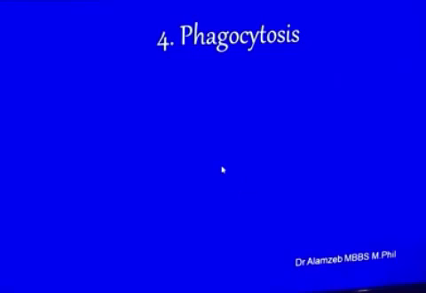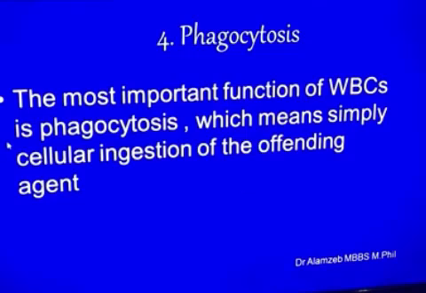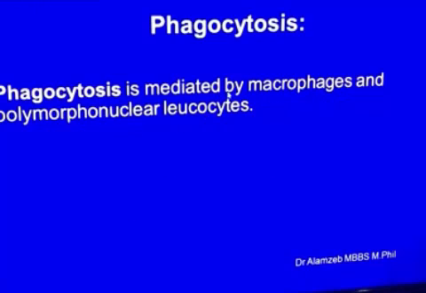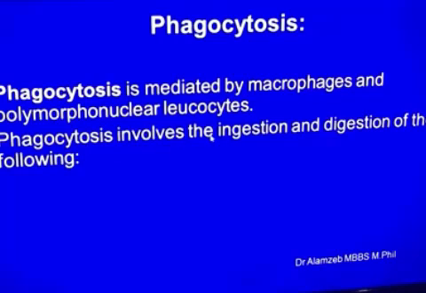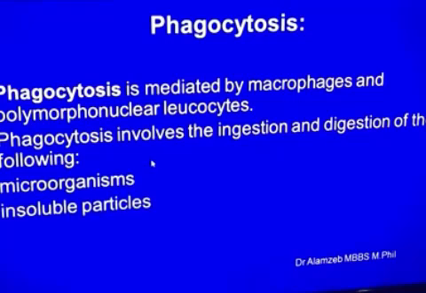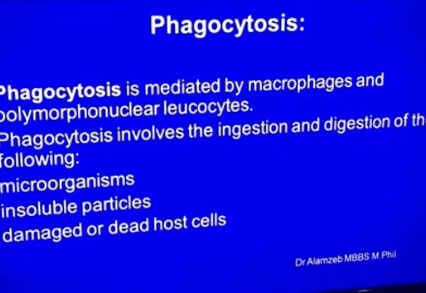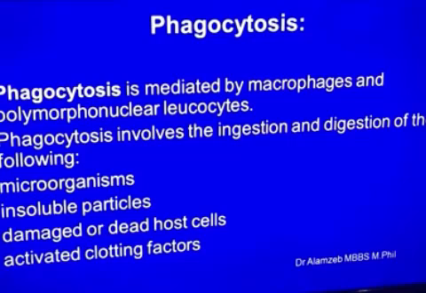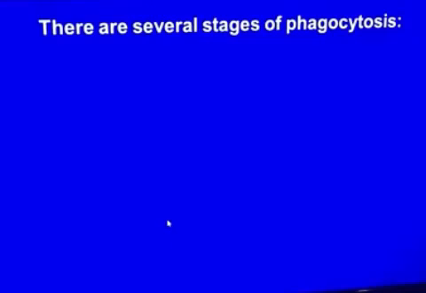Now the third function is phagocytosis. This is the most important function of white blood cells, which means simply cellular ingestion of the offending agent. Phagocytosis is mediated by macrophages and polymorphonuclear leucocytes. Phagocytosis involves the ingestion and digestion of the following: microorganisms, insoluble particles, damaged or dead cells, and activated clotting factors. So there are several stages of phagocytosis.